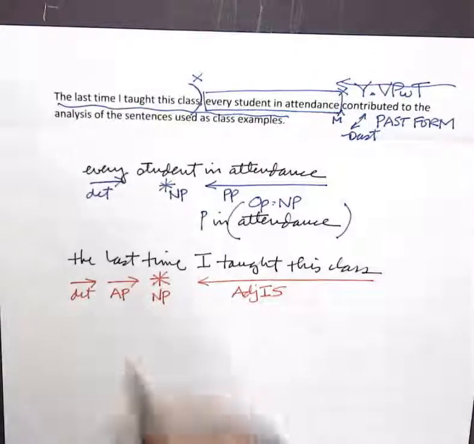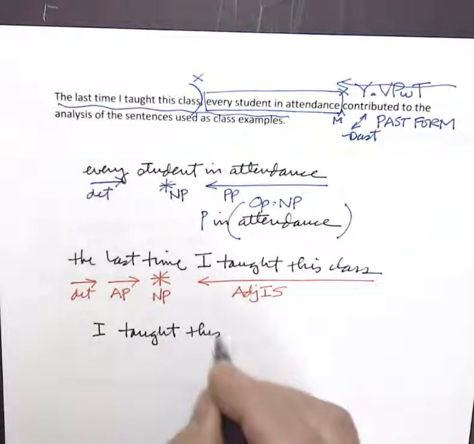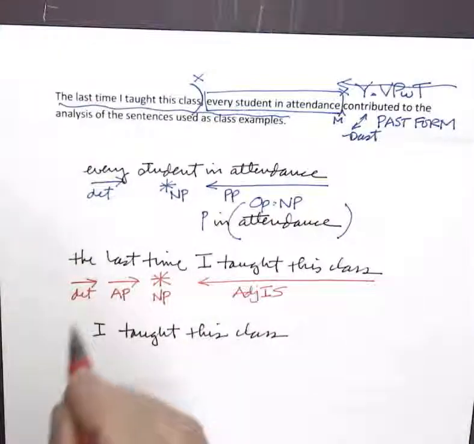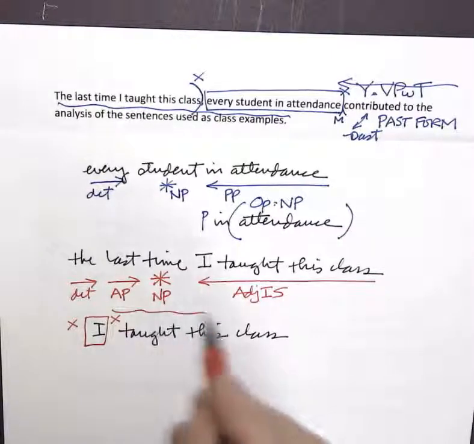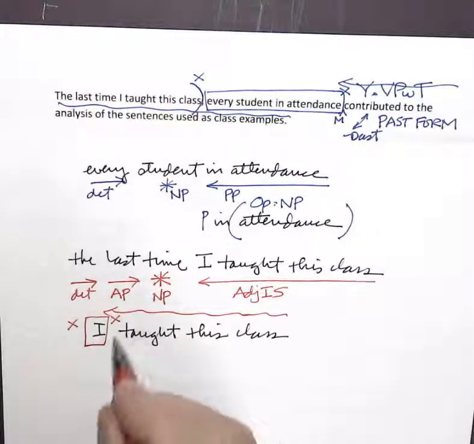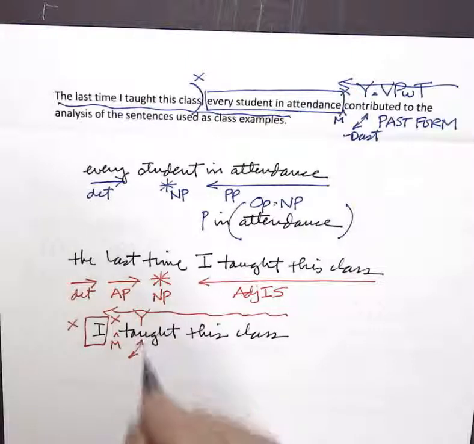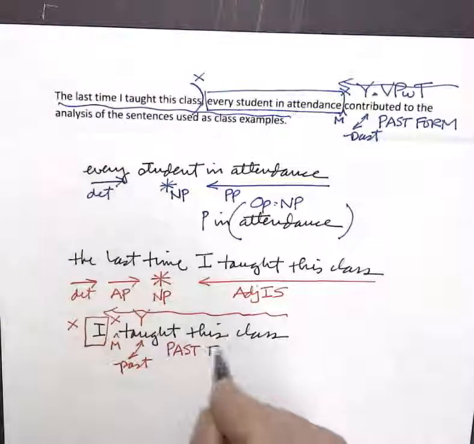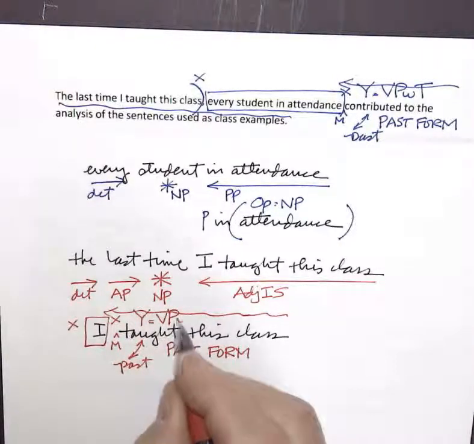Now let's rewrite it. I taught this class, and there's no includer, so there's no shifters. Did I teach? I did not teach. The M place is empty. The Y is taught this class. Taught ties with the past. It's the past form. Y is a verb phrase with time.